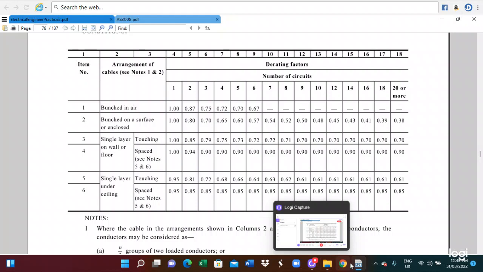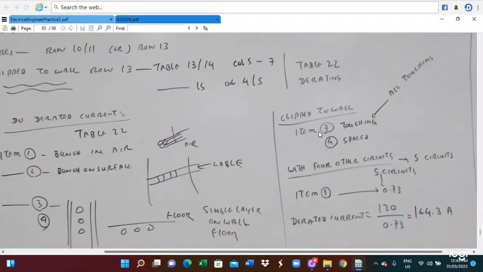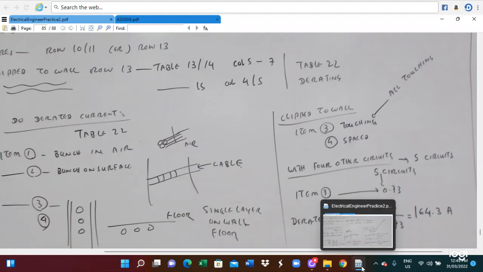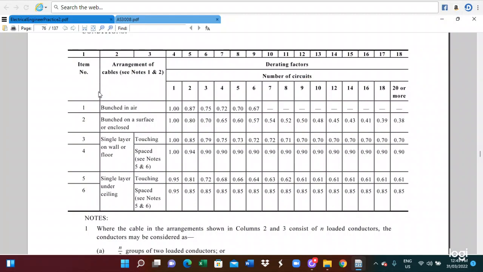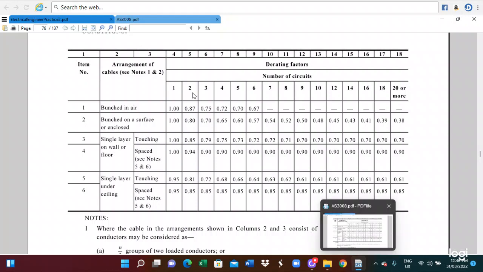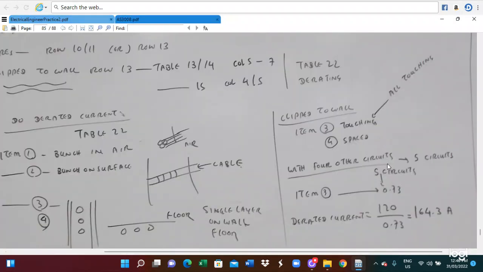So here we see the derating table. The derating is given in item 3 or 4 because of the clip to the wall. Item 1 is bunching in air, 2 is bunching on a surface or enclosed, and 3 or 4 is a single layer on the wall, touching. Therefore you have to select item 3, touching. We look at how many circuits: it is 5 circuits, with the other 4 circuits. So 5 circuits, item 3, you look at.